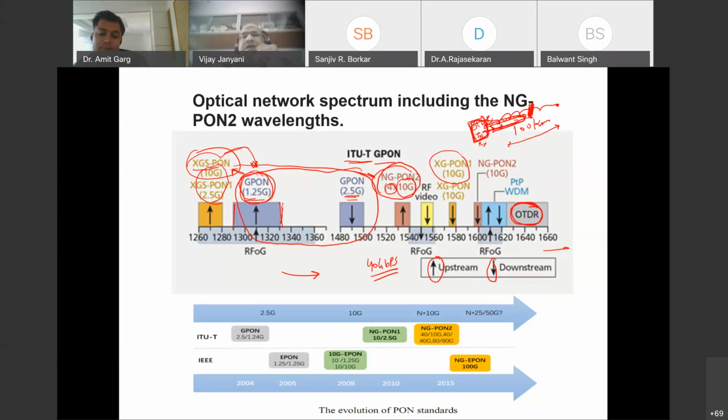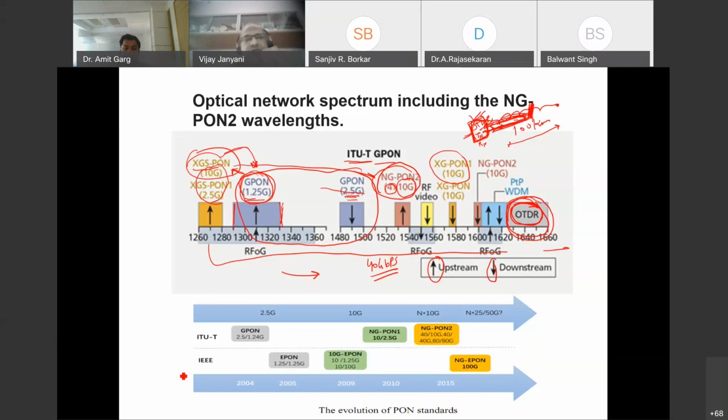So OTDR is a very important instrument in any optical networks and any laboratories doing research on optical networks. This OTDR band is usually in this range because it transmits one frequency and then that frequency is reflected if there is anything. So NG-PON, XG-PON, all these do not interfere with each other and not even with OTDR. They have a different wavelength range. That is the important point in the development of these.